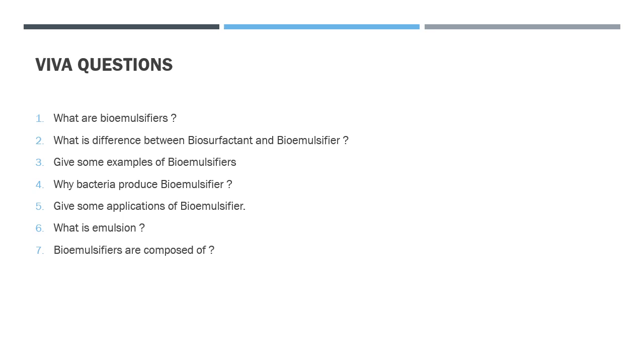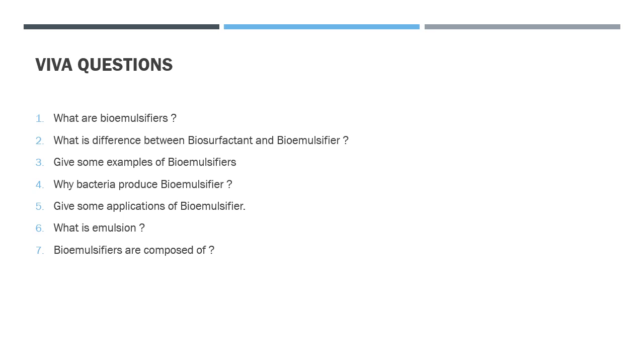Then second is, what is the difference between biosurfactant and bioemulsifier? Here you can answer at least 2 points. The first is, biosurfactants are low molecular weight, emulsifiers have high molecular weight. Then biosurfactants show both activities, that is surface tension reduction and bioemulsification, whereas bioemulsifiers just show the emulsification activity. Then third is, give some examples. You can give examples of Azotobacter, Candida, Acinetobacter, etc.